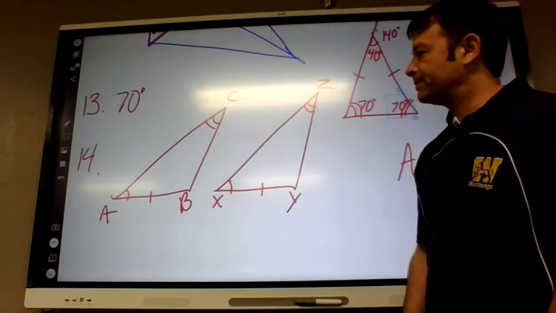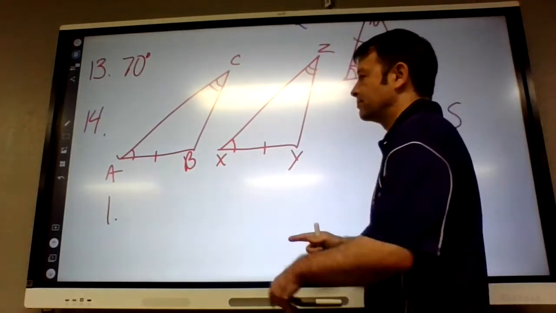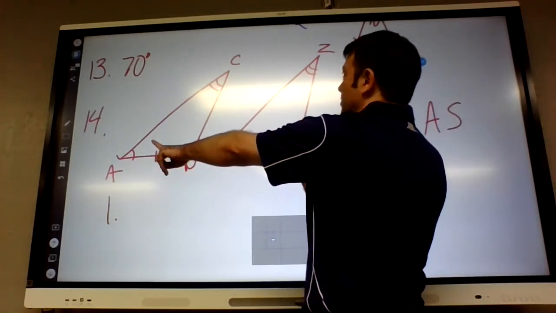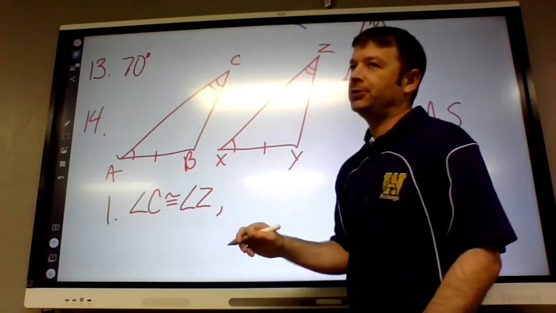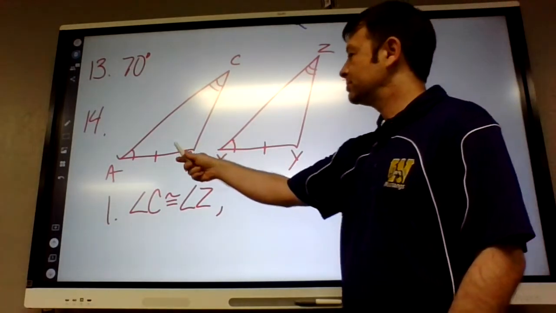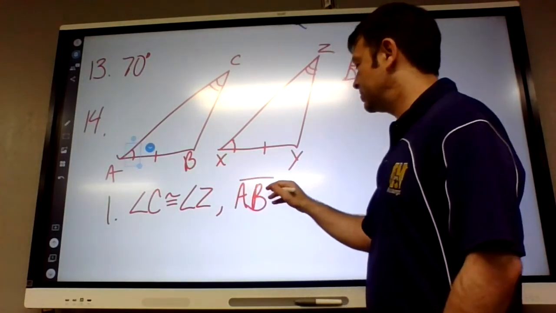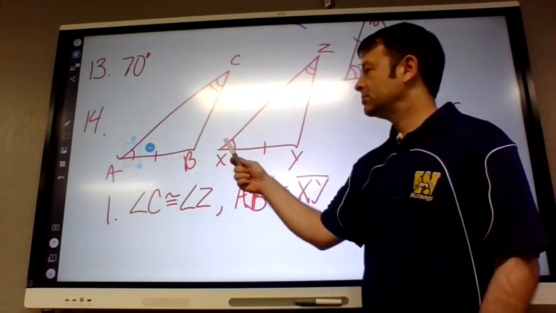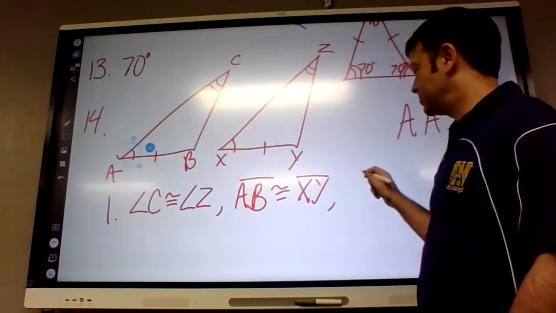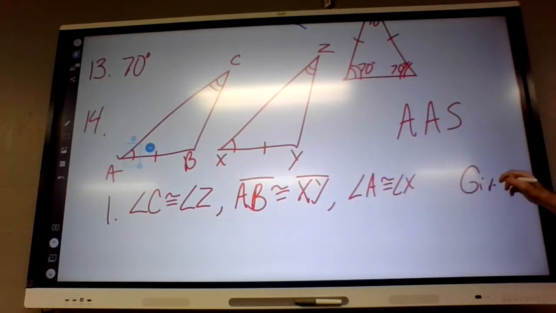So what's the given? Angle C is congruent to angle Z. So we're just getting this from the picture that they drew, basically. What else? Segment AB is congruent to segment XY. There's one other thing they gave us. Angle A is congruent to angle X. Reason? Yeah. I probably should have put the headings in there. So this is the reason.